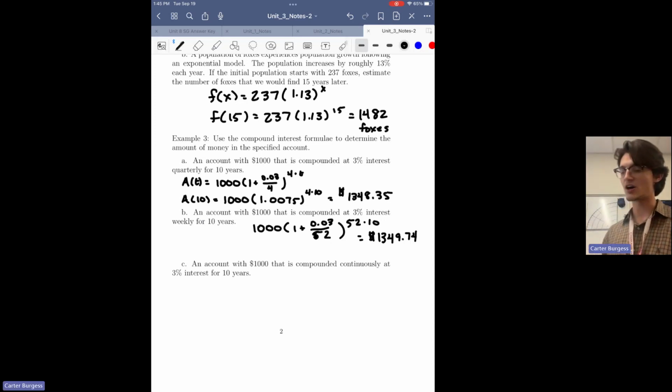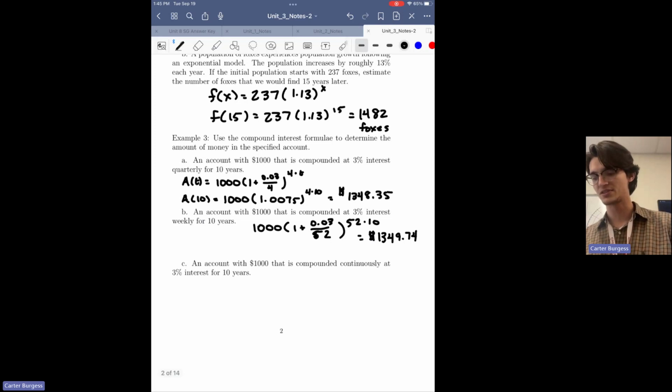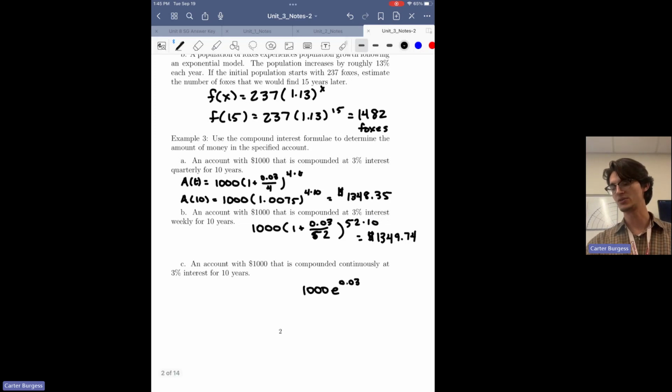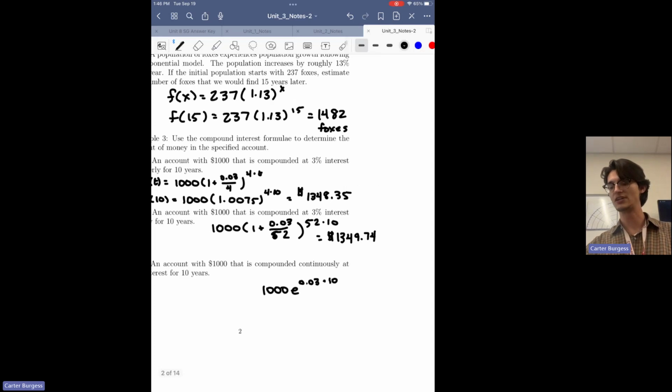And so we're still starting with that same 1,000. And now we are looking at e to the, what is our value of r here? Well, that is still 0.03. And how long are we doing this? We are doing this over 10 years. And so what do I end up with? Plug this into your calculator. I get 1349.8, like 6 or something.